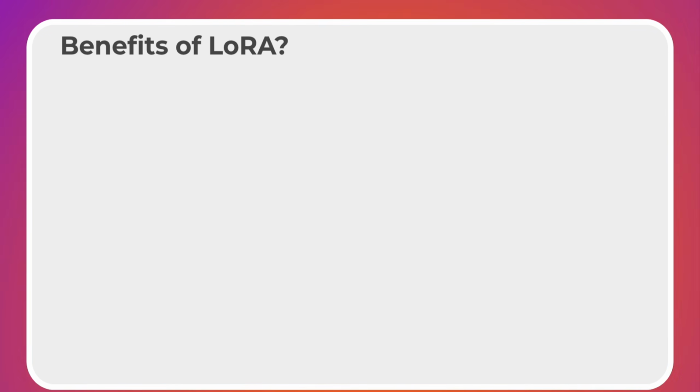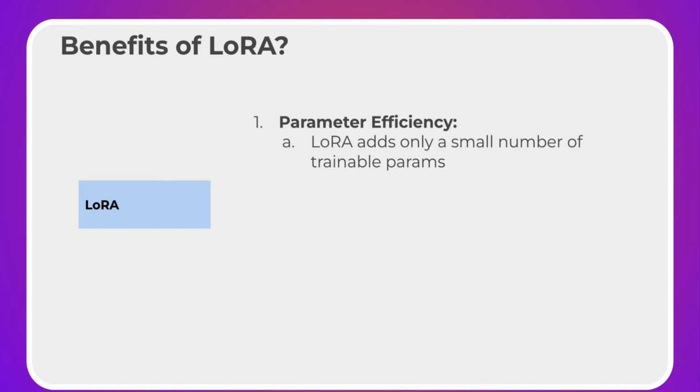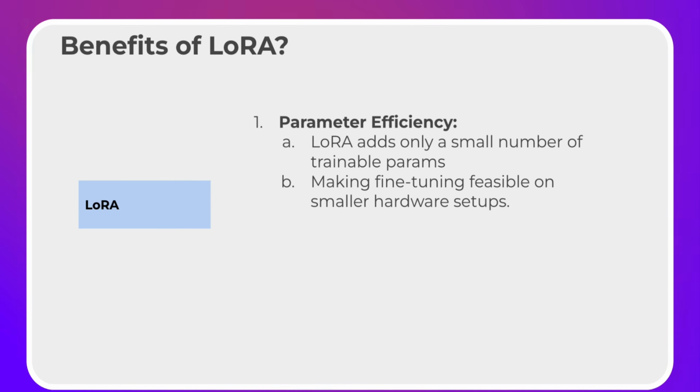Now let's look at some benefits of LoRA. LoRA, remember, is low rank adaptation. So here are some benefits. Number one is parameter efficiency. What does that mean? With LoRA, we are adding only a very small number of trainable parameters, for example, 0.1% of the original model's parameters. So a very, very small sliver. What this does is make fine-tuning feasible on smaller hardware setups, i.e. on domestic computers such as the ones that most of us have access to.